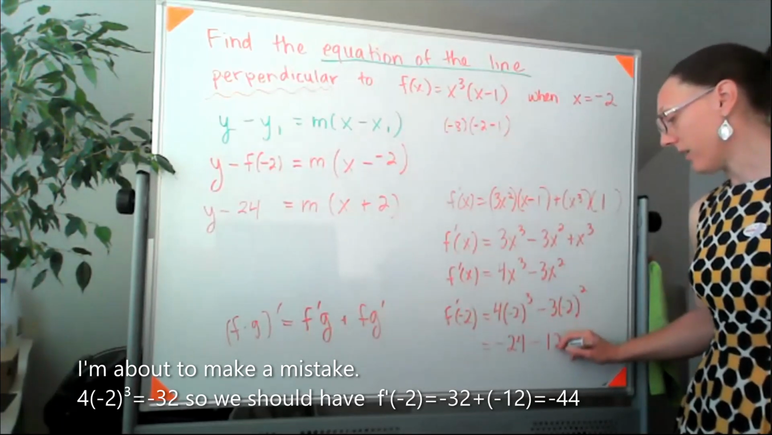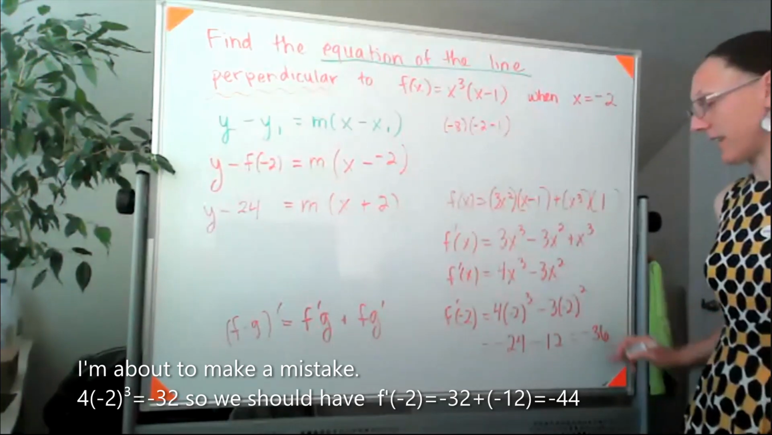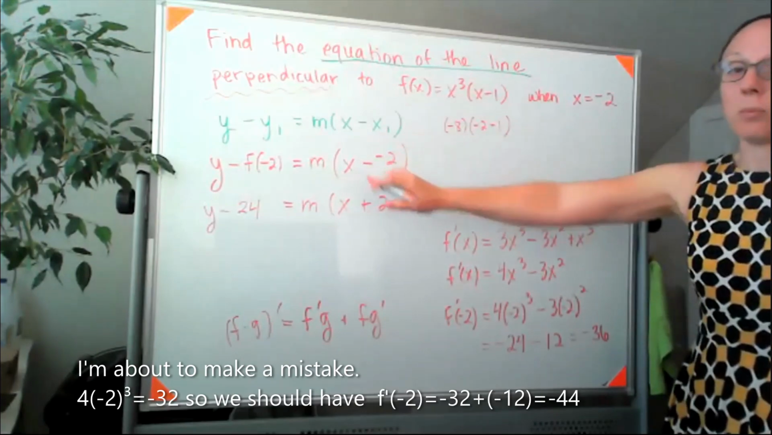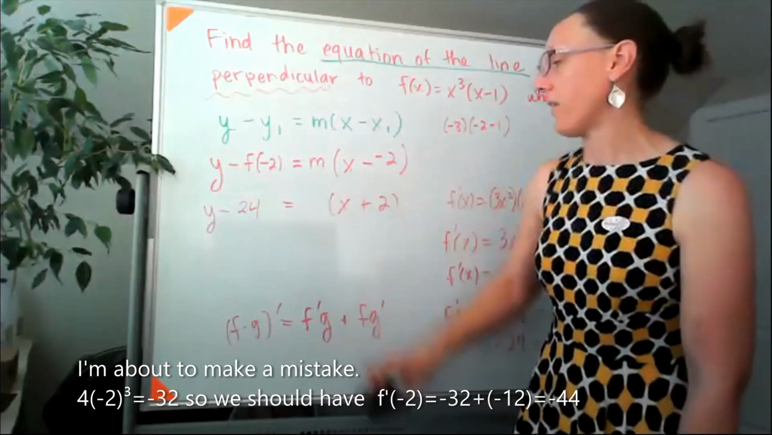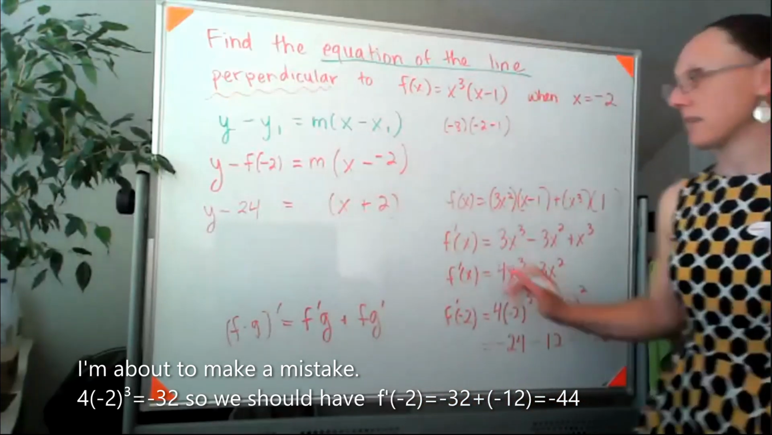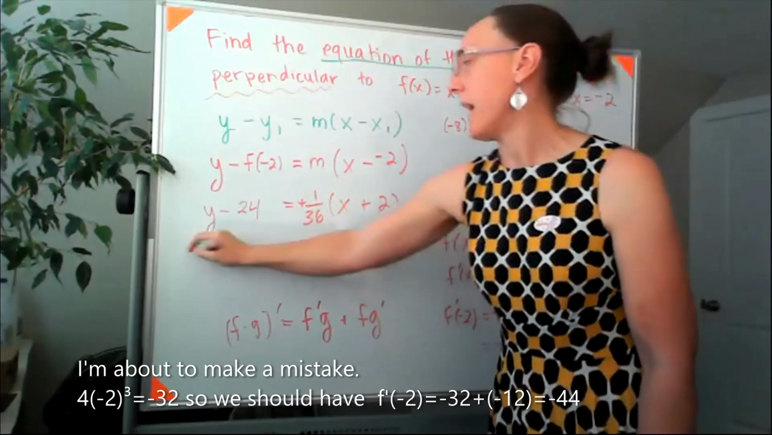I'm going to end up with a minus 12. So overall, I'm looking at negative 36. So when I go to put that in over here for my perpendicular equation, rather than putting in that negative 36, I'm going to have a positive 1 over 36. And then I'm going to quit and walk away.